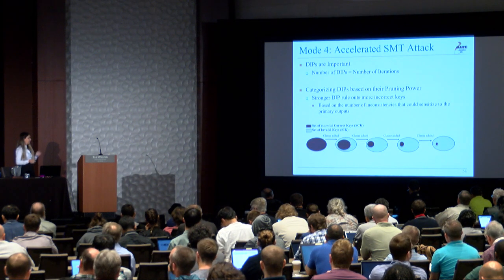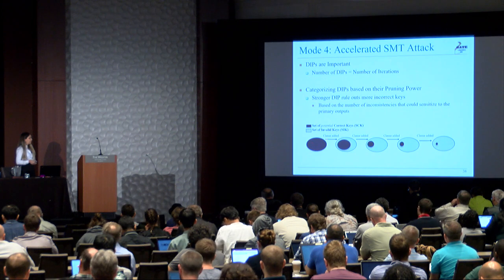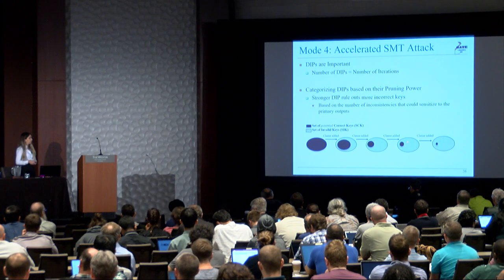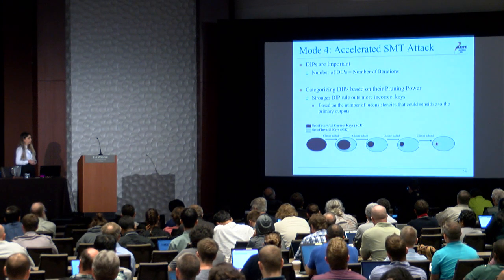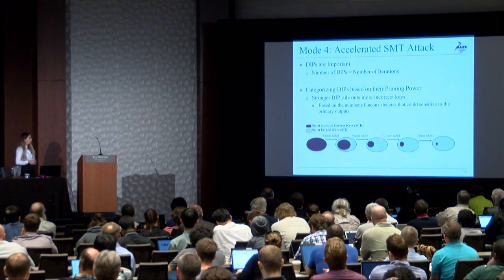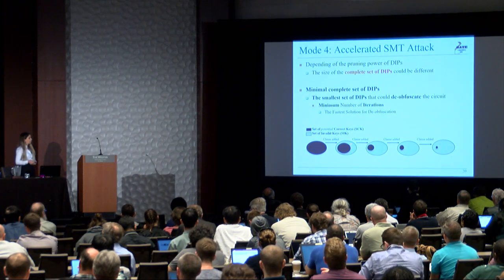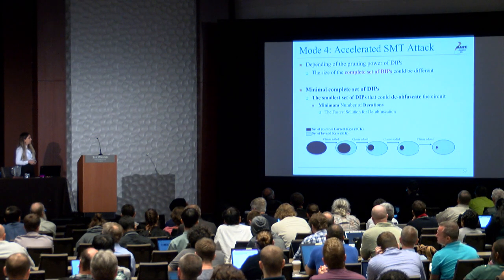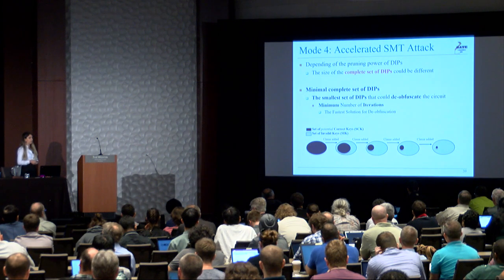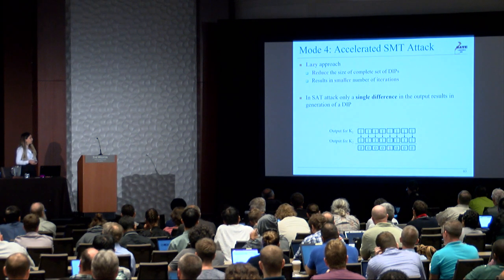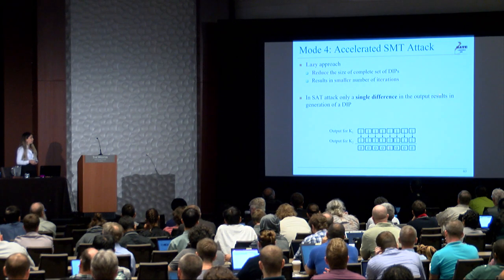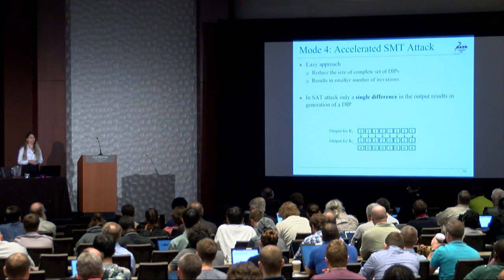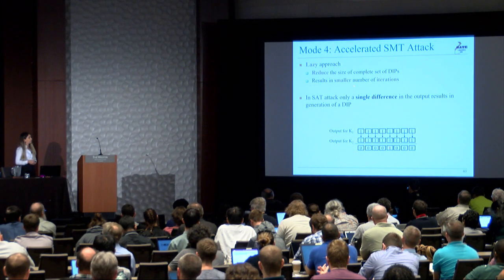As I mentioned previously, in the SAT attack, using discriminating input patterns (DIPs) iteratively eliminates the set of incorrect keys and finds the correct key within a small time. Each DIP has different pruning capability. Depending on the pruning capability of DIPs, the complete set of DIPs could be different. The minimal complete set of DIPs is the smallest number of DIPs that could deobfuscate the circuit. In our lazy approach, we have proposed a mechanism to reduce the size of the complete set of DIPs. And since in each iteration, only one DIP is found, a smaller number of DIPs results in a smaller number of iterations.